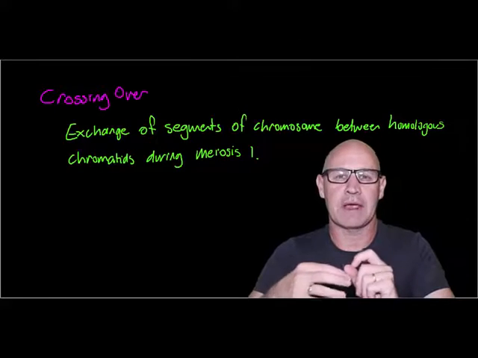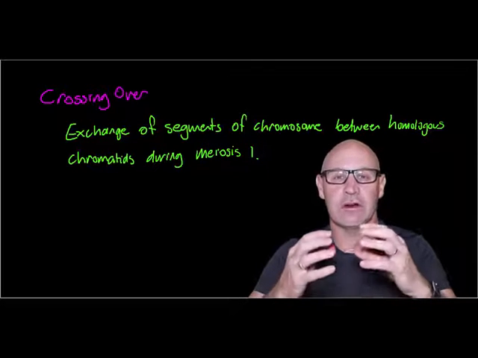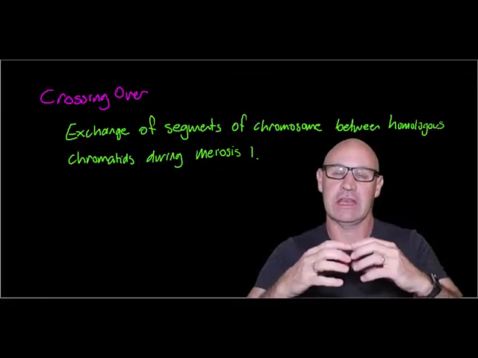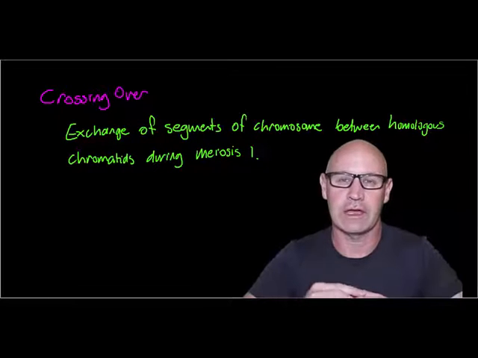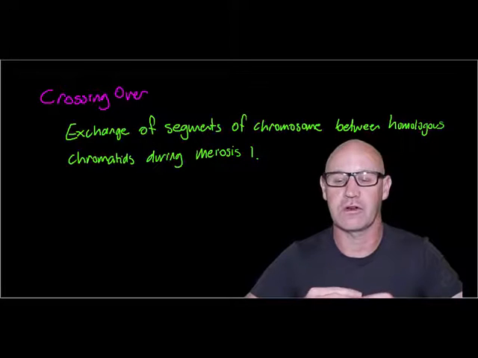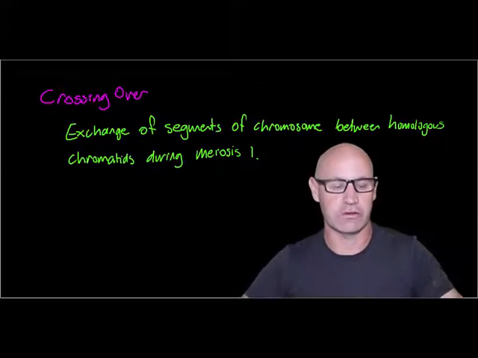I want to talk to you now about crossing over, and that really reinforces again this idea of linked genes that influences the phenotype ratio. Crossing over is an exchange of segments of chromosome between homologous chromatids during meiosis 1.